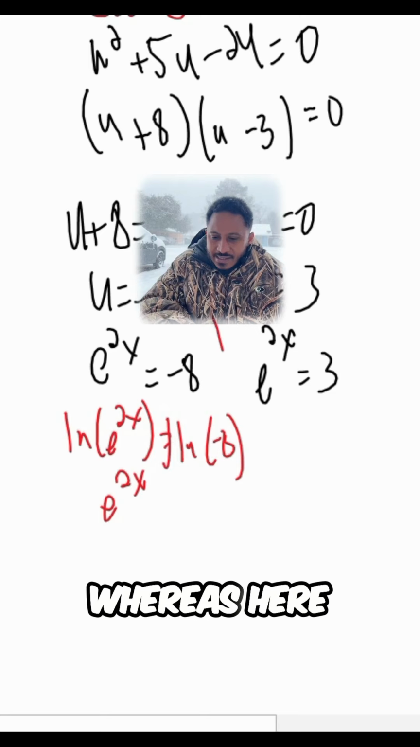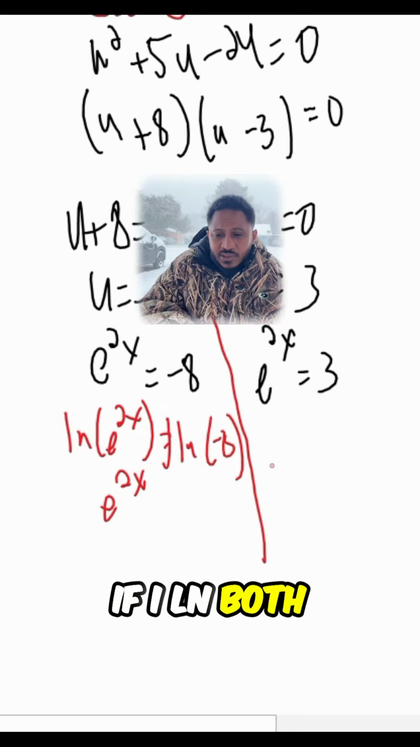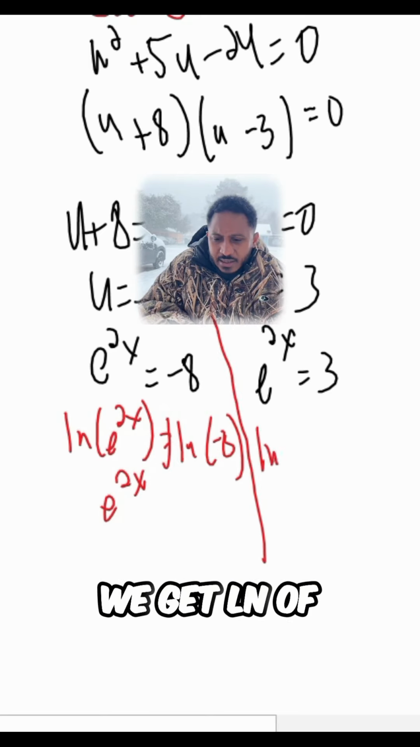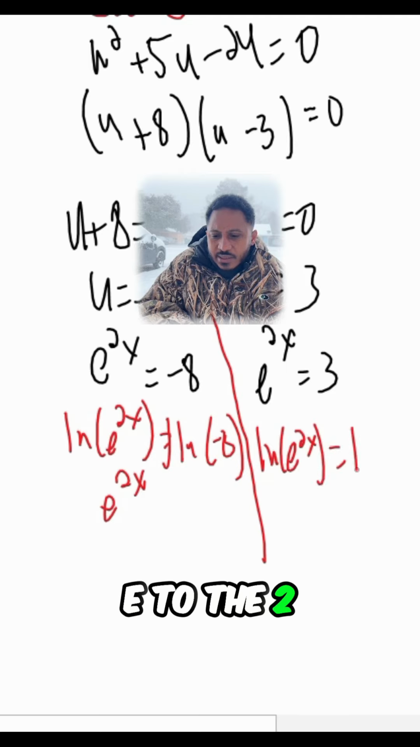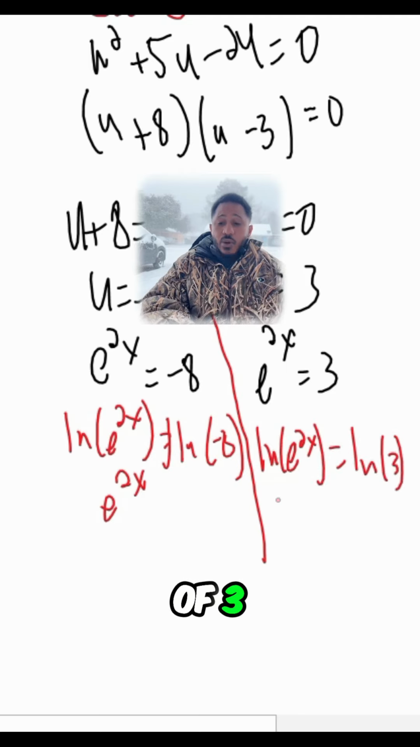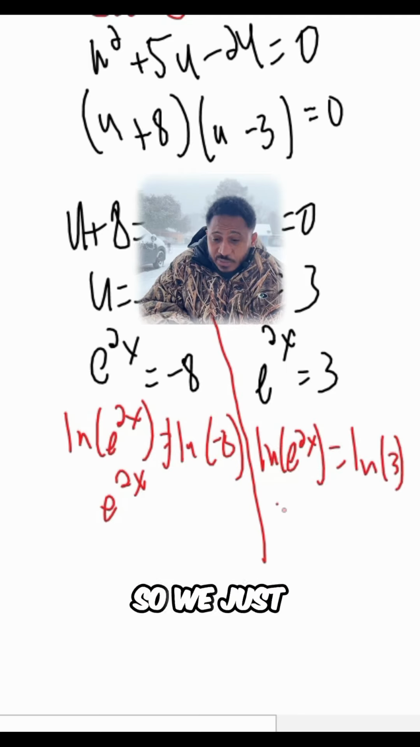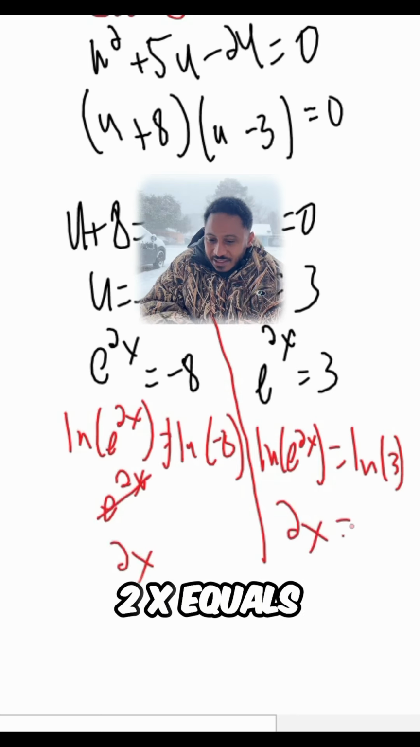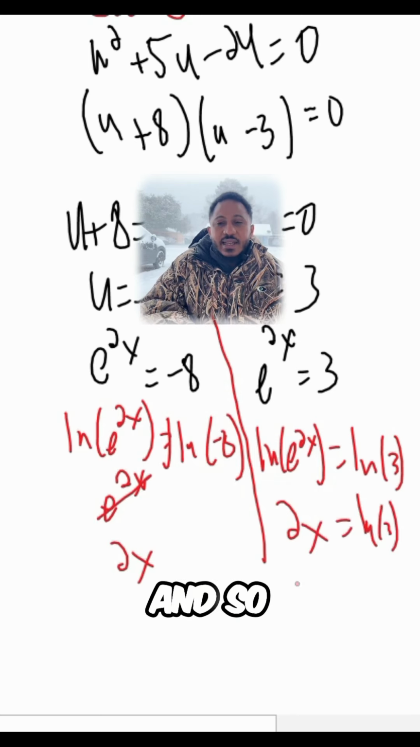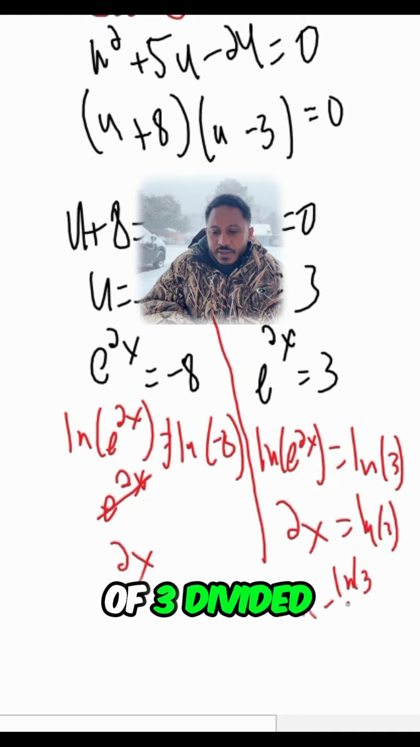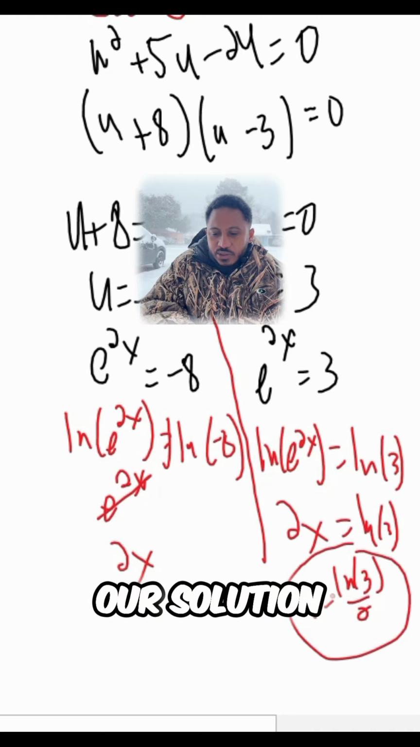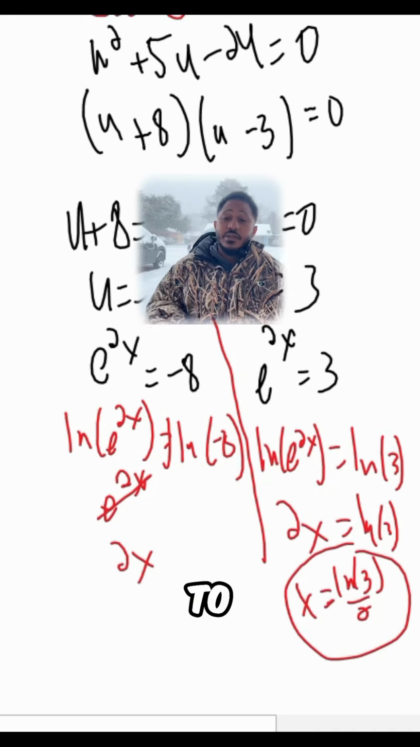Whereas here, if I ln both sides, we get ln of e to the 2x equals the ln of 3. And so the ln and e end up canceling. So we just end up with 2x equals ln of 3. And so x would equal ln of 3 divided by 2. That would be our solution to this exponential equation.